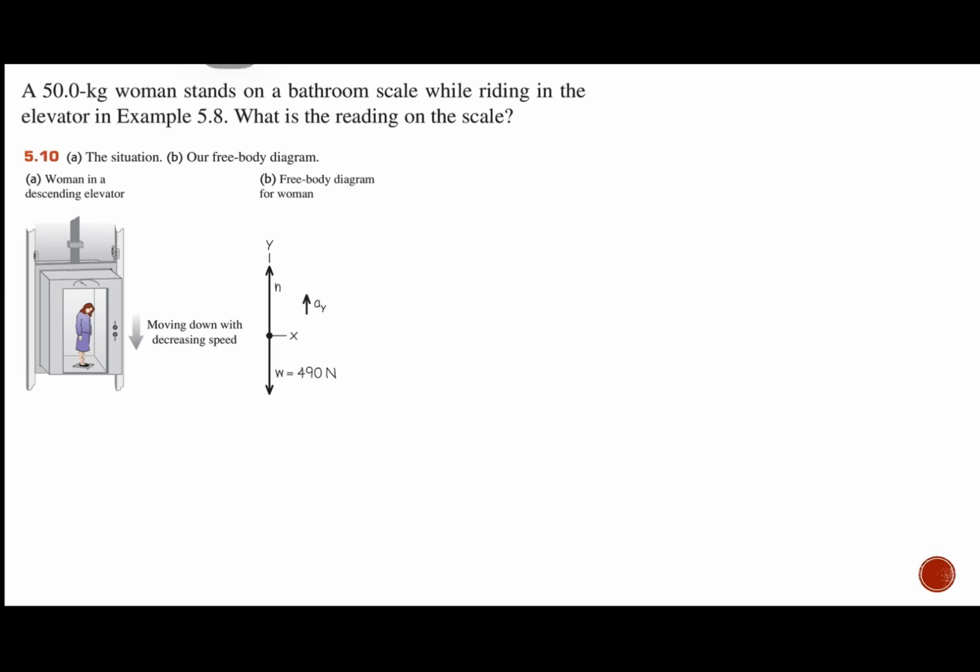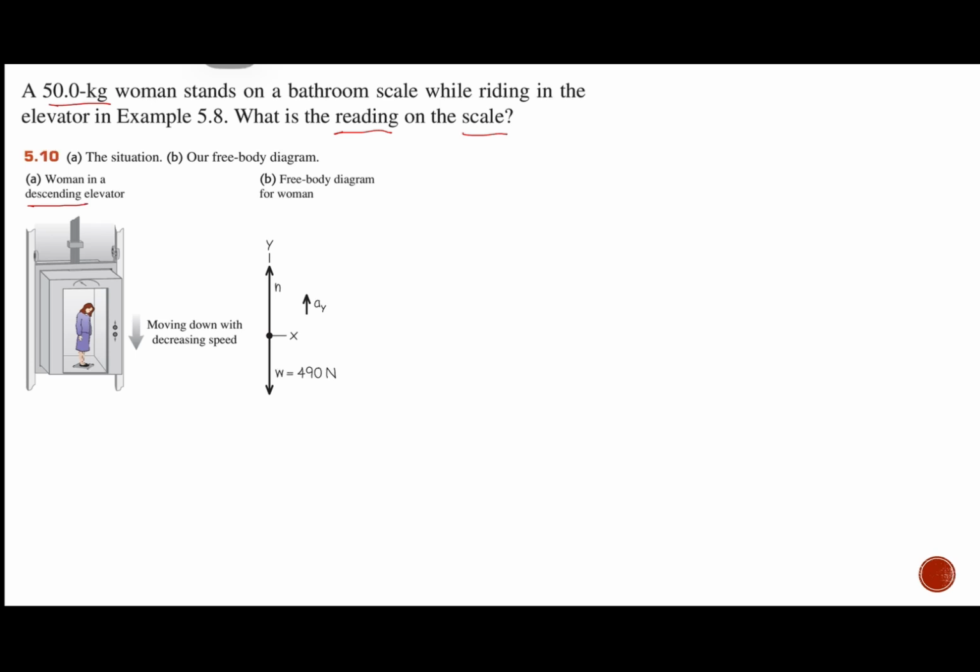So we have here a 50-kilogram woman who stands on a bathroom scale while riding in an elevator, in example 5.8. The question here is, what is the reading on the scale? It means how much is her weight if she weighs herself, or let's say you put a bathroom scale on the elevator while the elevator is descending. So what is the reading on the bathroom scale that the 50-kilogram woman is standing on?